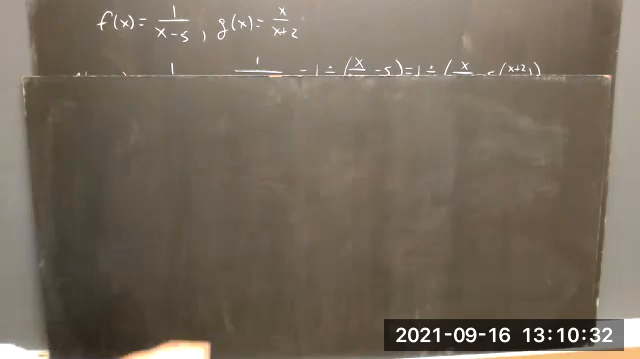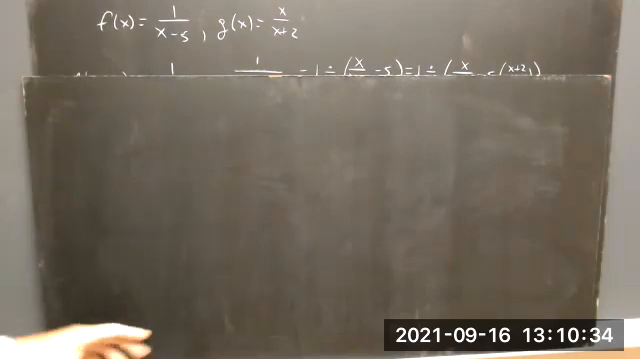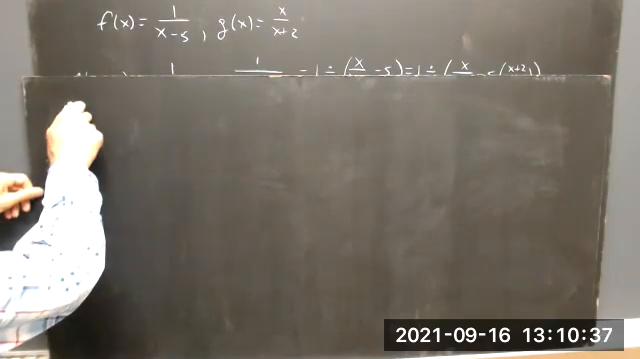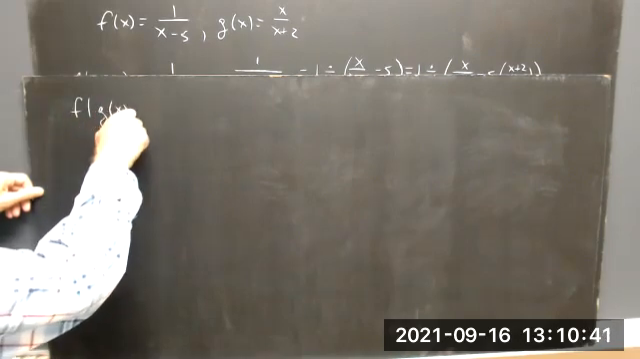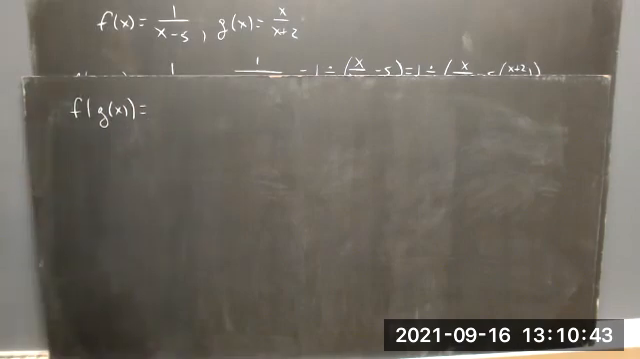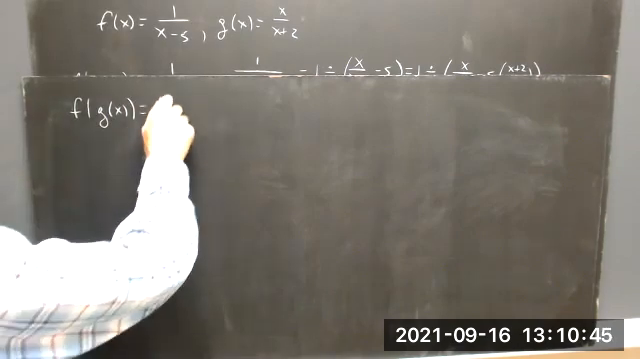And people did fairly well on this. Okay. So it was f of g of x equals, what do I do? Square root of 1 over x.